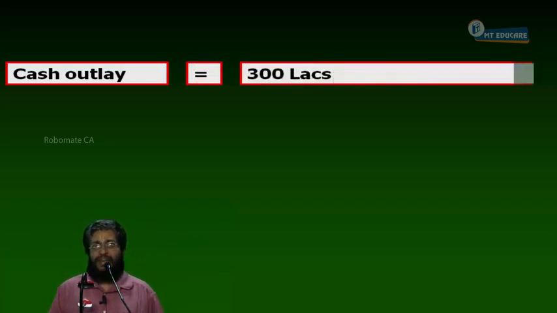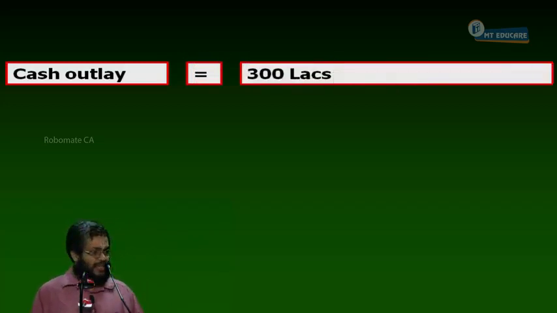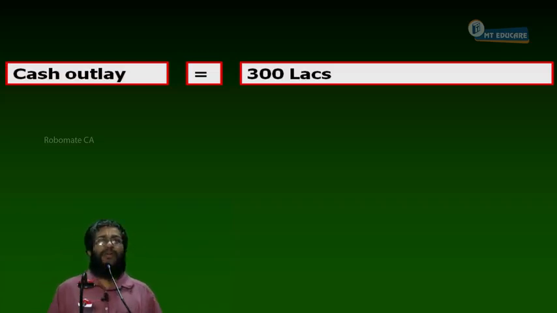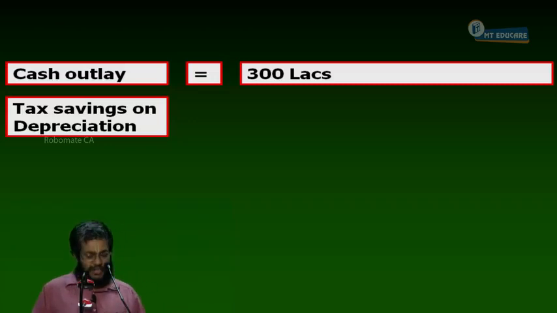cash outlay. You can even call it cost of asset finance. Tell me, what is the cash outlay here, in lakhs? 300 lakhs. Cash outlay is equal to 300 lakhs. Okay. Now, inflow or outflow? Outflow. Then I can claim depreciation tax savings, tax savings on depreciation.